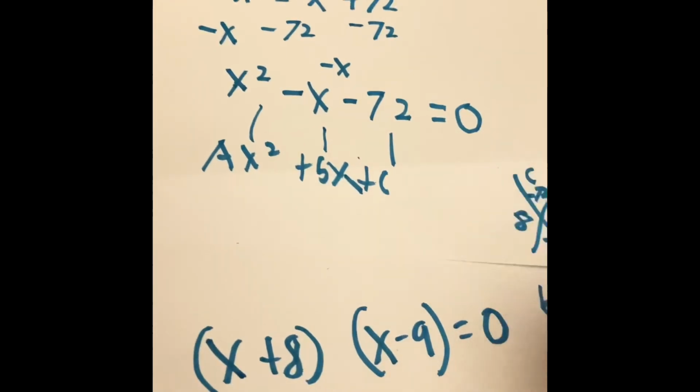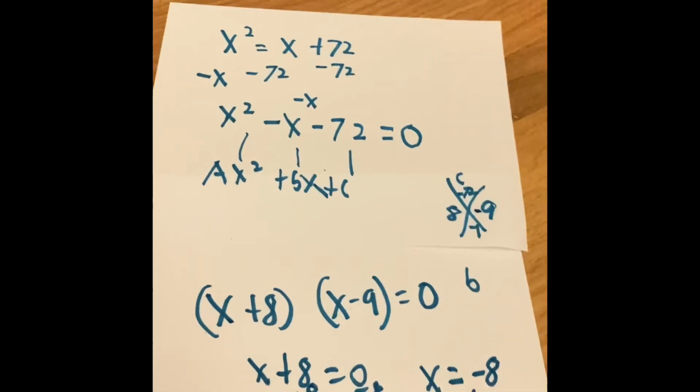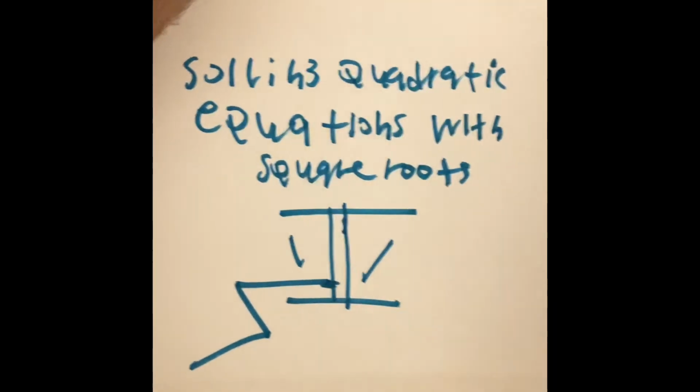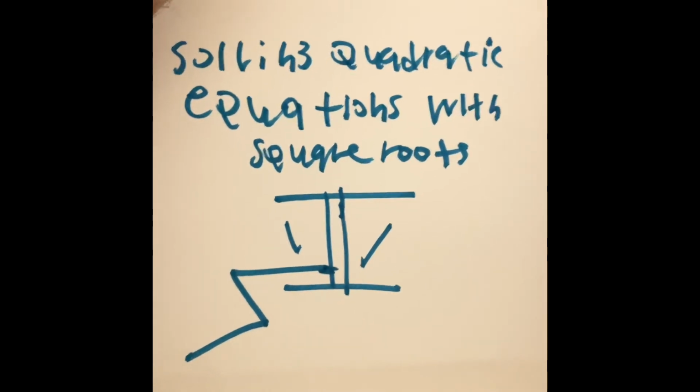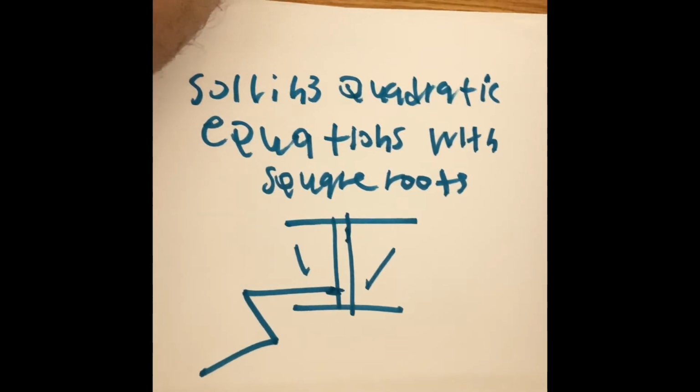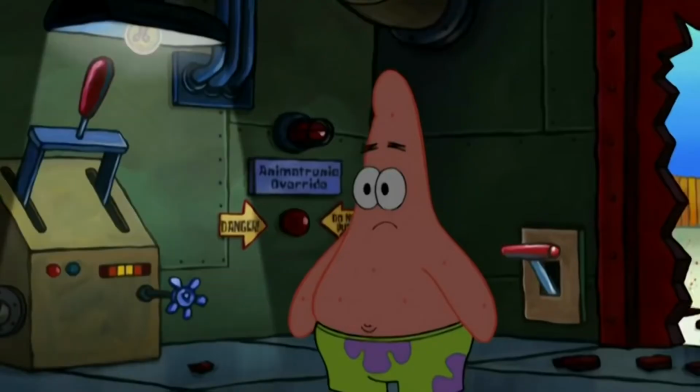Right now, this probably took like 3 minutes to do to find the x's. But there's actually an even faster way. It's called solving the quadratic equations with square roots.